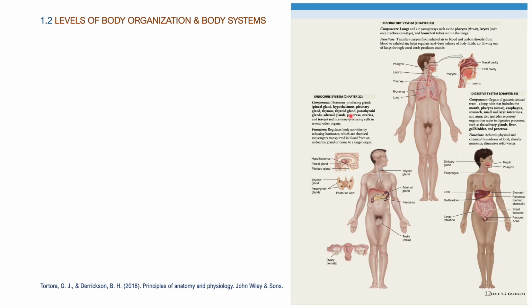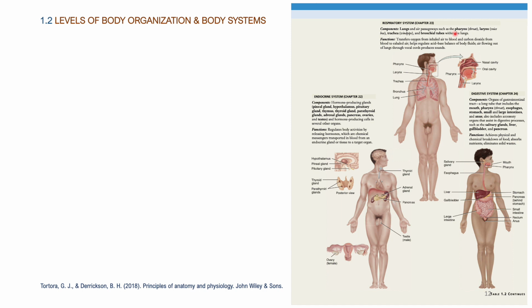Your endocrine system is composed of these hormone-producing glands: pineal gland, hypothalamus, pituitary gland, thymus, etc. The same thing with the nervous system, it targets the responses of your body. It regulates body activities by releasing chemicals or hormones, which are referred to as the messengers, which are transported in blood from an endocrine gland or tissue to a target organ. In this example, you've seen here the testes for the males and the ovaries for the females.